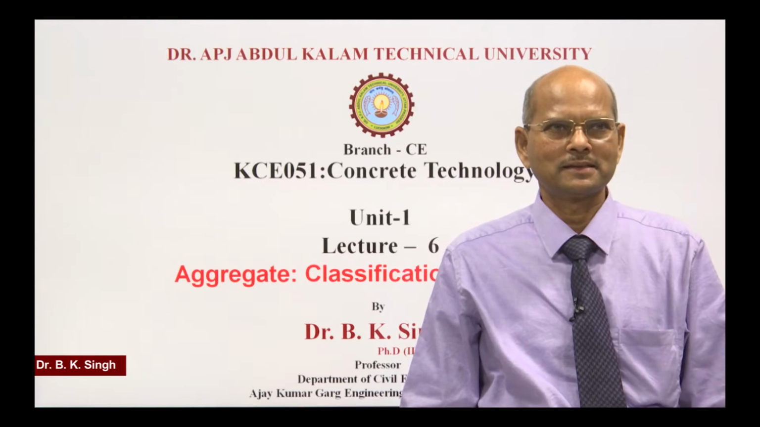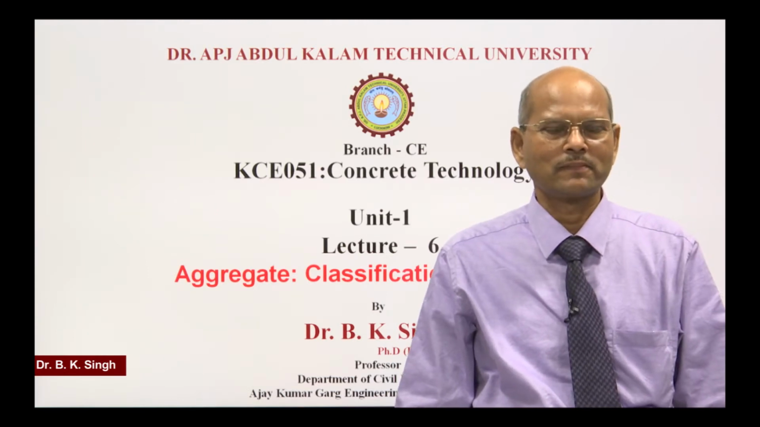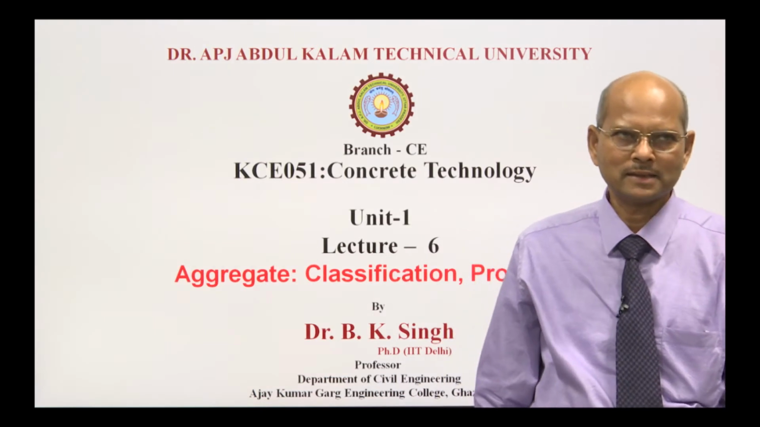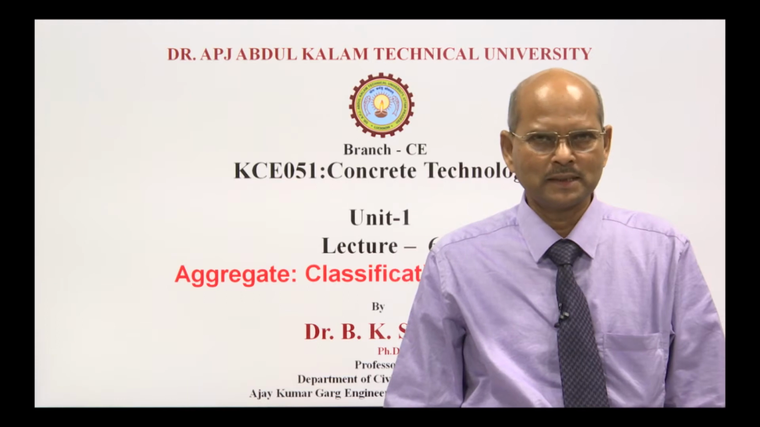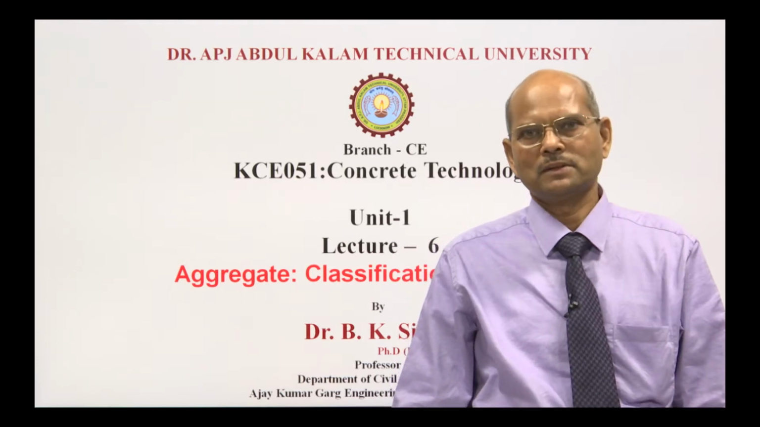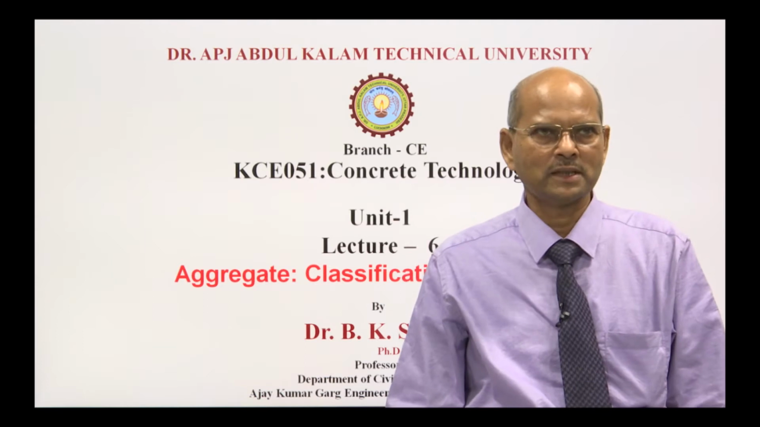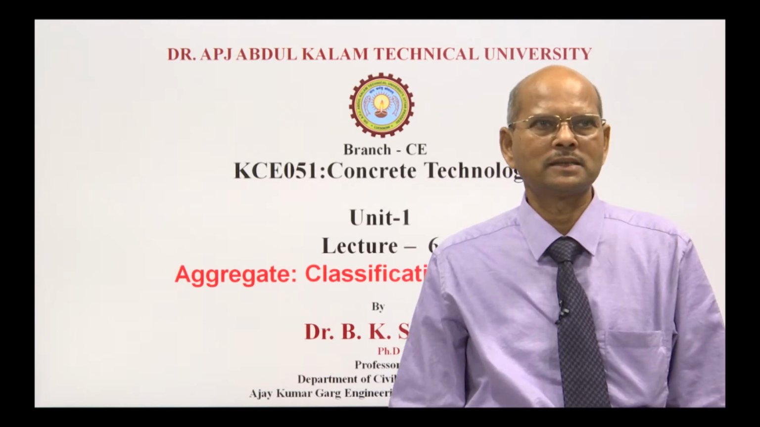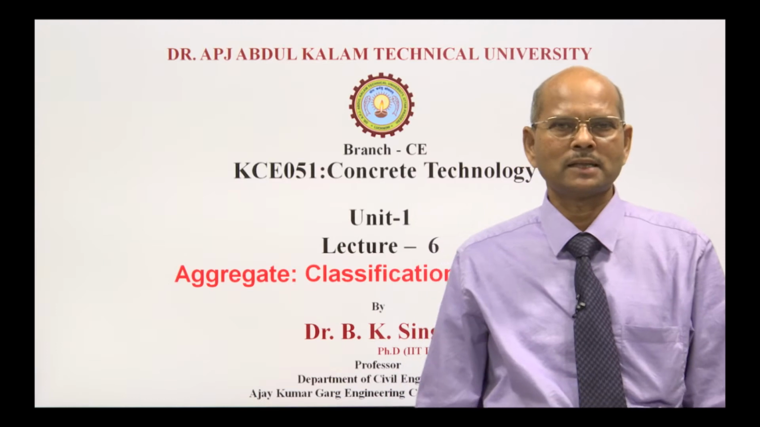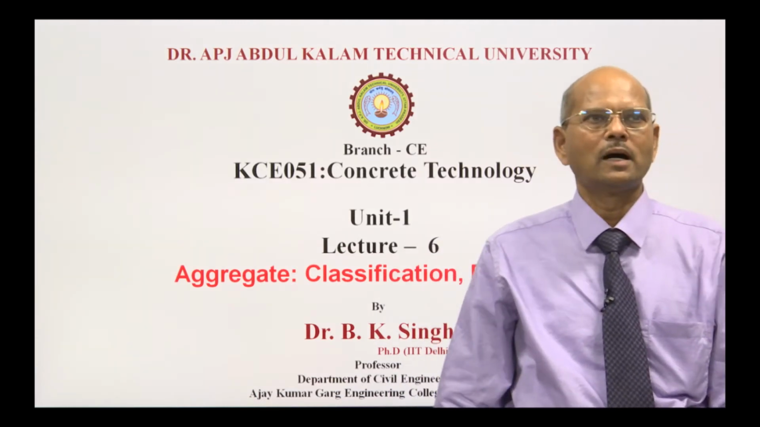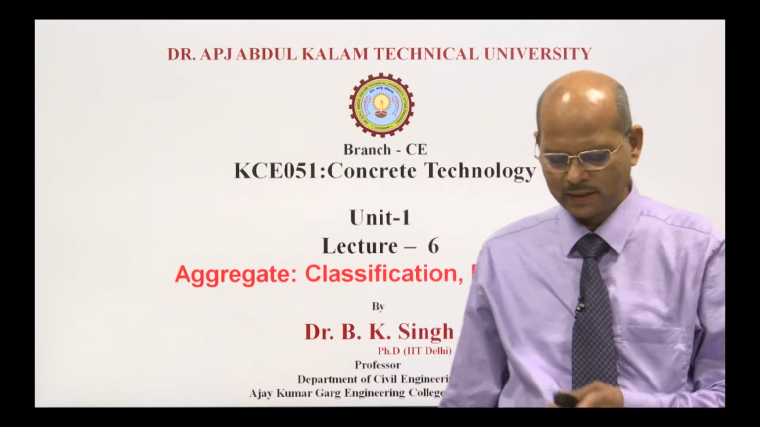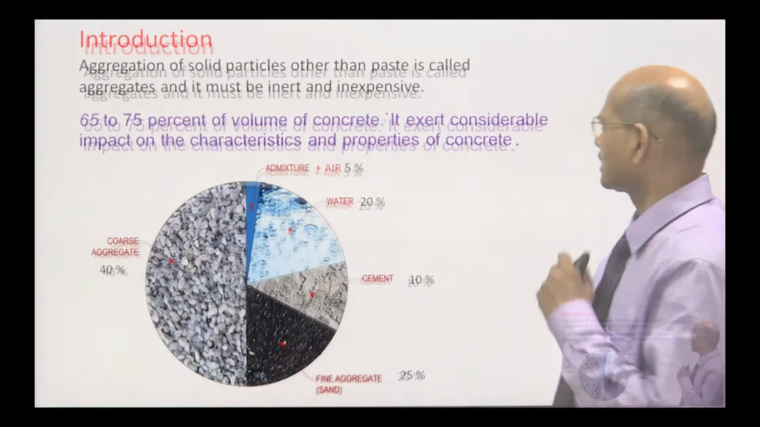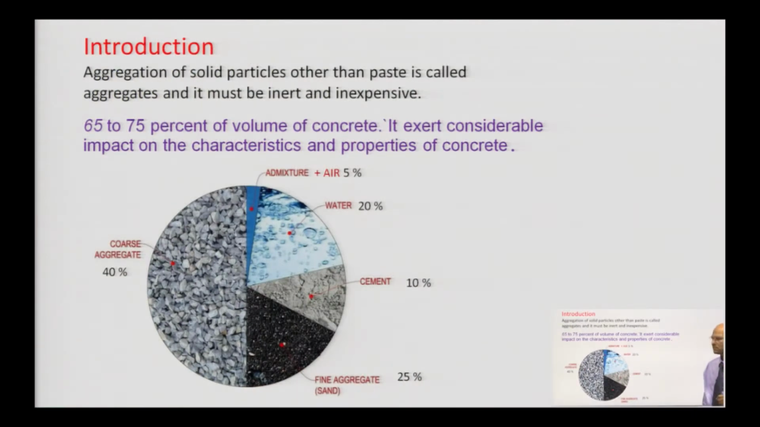So, this is the 6th lecture of Unit 1. In previous lectures, I have discussed cement, one of the important ingredients of the manufacturing process of concrete. The second important ingredient is aggregate. Aggregate is very important because it constitutes about 65 to 75% of the total volume of the concrete. So, what is aggregate?